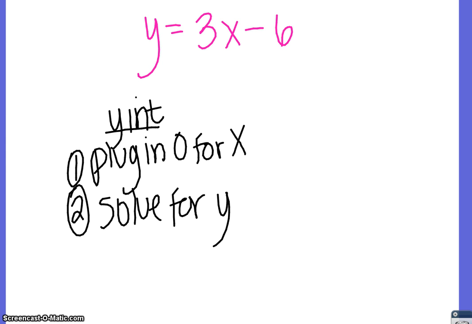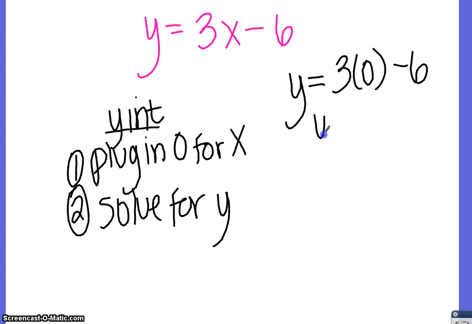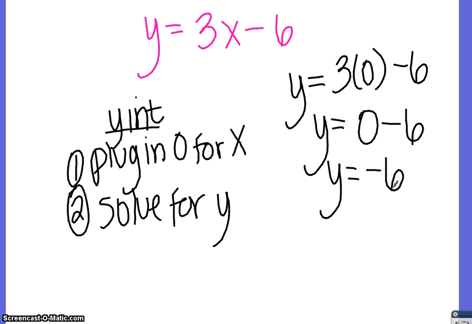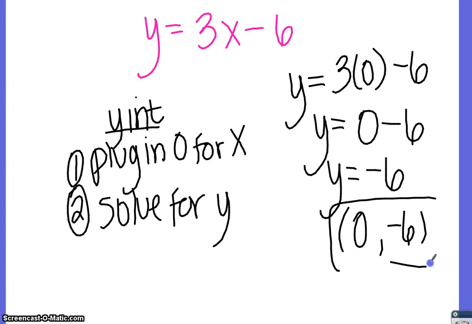So what happens if I'm looking for my y-intercept? With my y-intercept, I'm going to plug in a 0 for x, and then I'm going to solve for y. So here I have y equals 3 times 0 minus 6. So I have y is equal to 0 minus 6, and 0 minus 6 is just negative 6. So y is equal to negative 6. So how would I write that as a coordinate point? That's right, 0, negative 6. So that's how I find the x and the y-intercept.